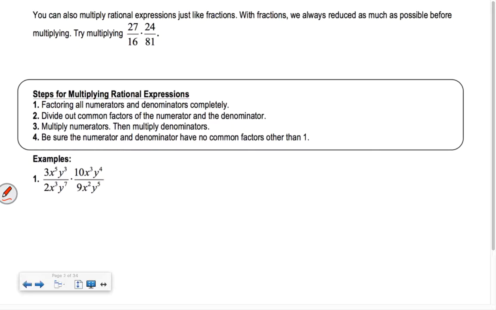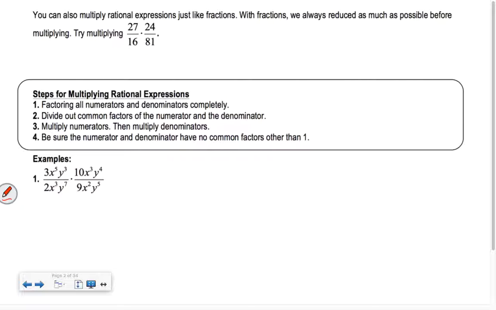All right. So it says you can also multiply rational expressions just like fractions. So if you remember way back when you first learned fractions, think about things like 27 over 16 and 24 over 81. Chris, you with me? So Chris, would you multiply 27 times 24 over 16 times 81? Would you do all of that? No. There's an easier way, right? What would you do? Yeah, you try to simplify first, right? So we're going to try to simplify.